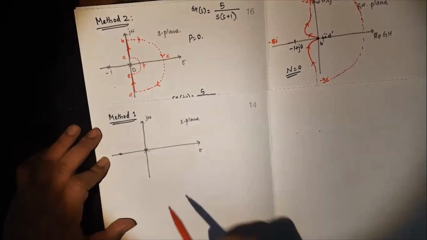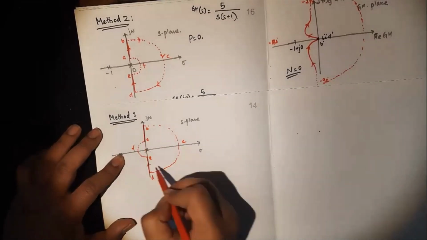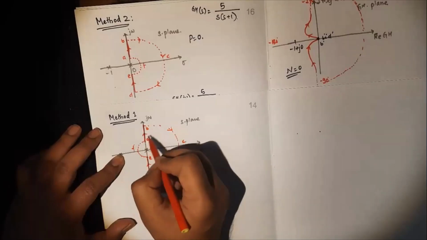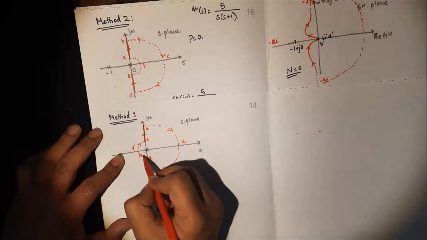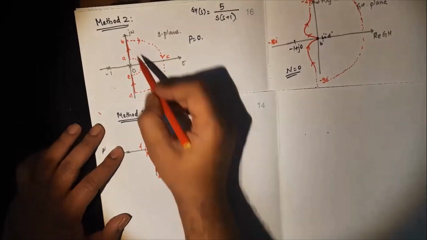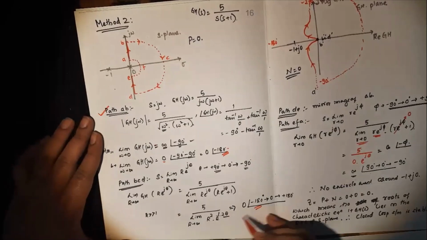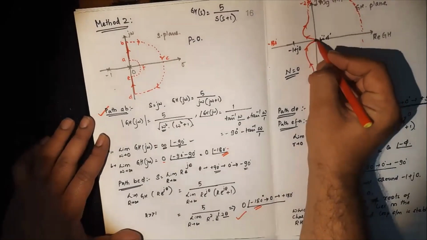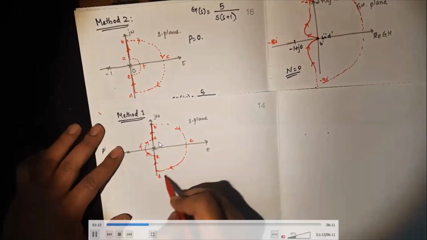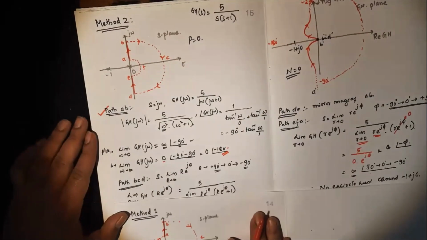So this is the pole and zero location. So now I have taken the EFA in the other way. I'm including the pole at origin in the right half of S plane. So path BCD is the same, path AB is the same, fine. So path AB, path BCD, and path D all are the same.